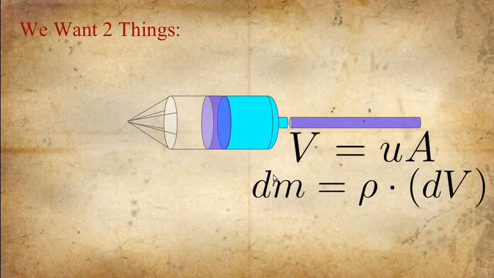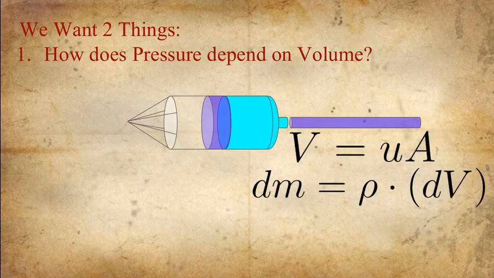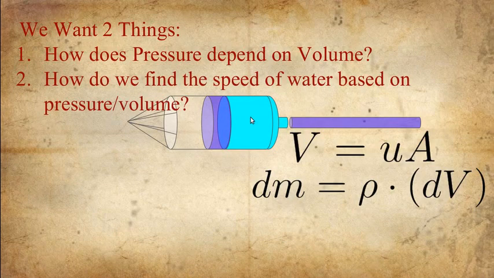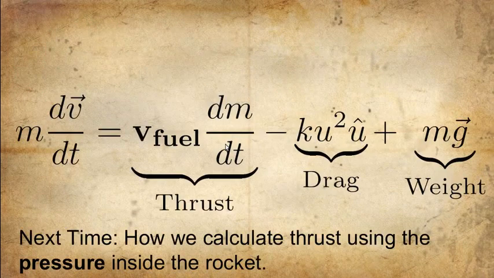So we want two things if we're going to have hope of really explaining this rocket behavior. The first is we want to know, how does pressure depend on volume? What we mean is, how does the pressure of this air trapped inside the rocket change as the volume of air increases and the volume of water decreases? And the second thing we want to know is, how do we find the speed, u, of water based on that pressure and volume inside the rocket? So what we'll take a look at next time in this rocket equation is, how can we calculate the thrust using the pressure inside the rocket? We need to know two things: how quickly does the fuel leave, and how quickly are we losing the mass? Check that out in the next video.